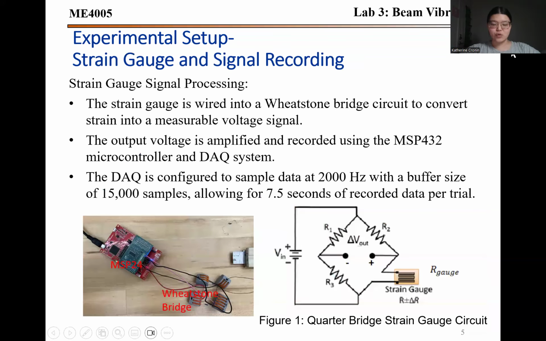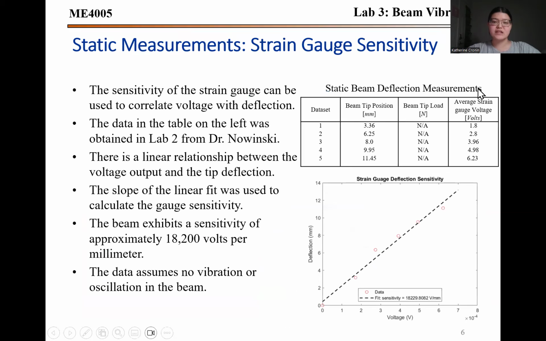Here is a closer detail of the actual circuits and the Wheatstone bridge. Again, these are the specifications for the DAQ: we would have it at 2000 Hertz for a buffer size, and we would be collecting data for 7.2 seconds per trial. And then here's the strain gauge sensitivity. The sensitivity of the strain gauge can be used to correlate voltage with deflection.